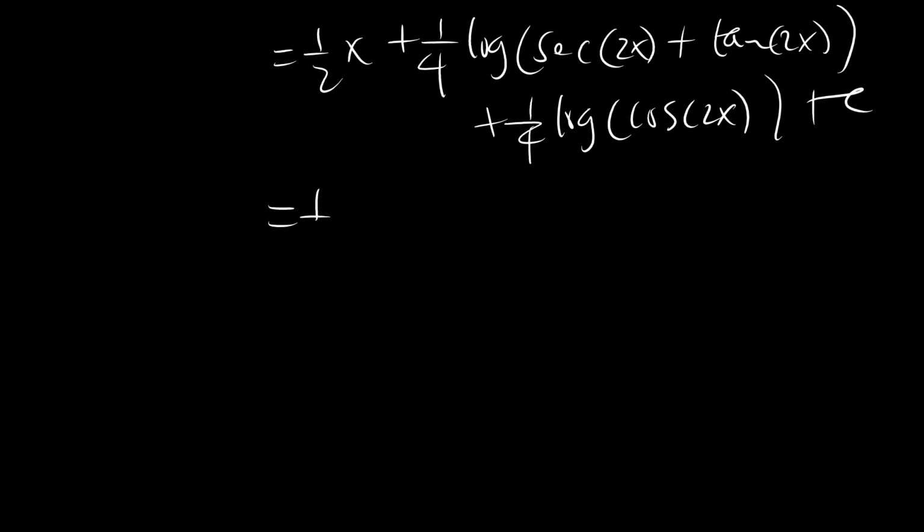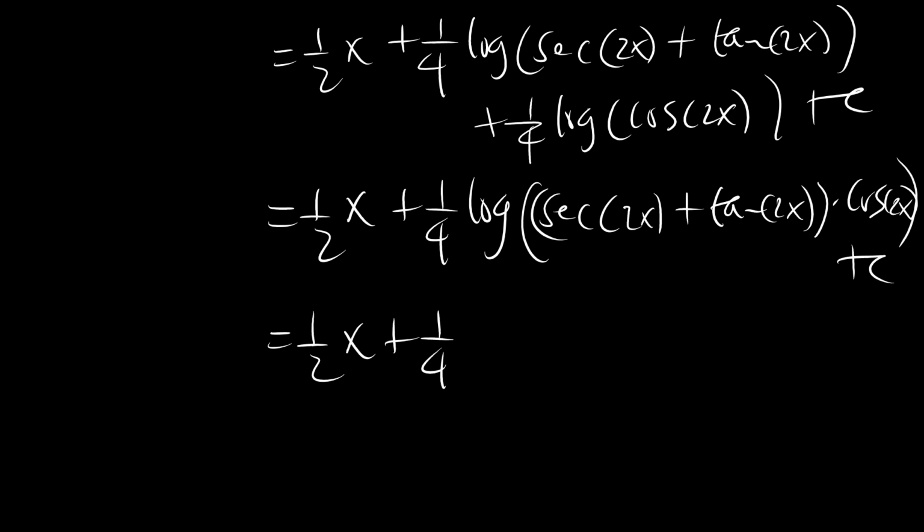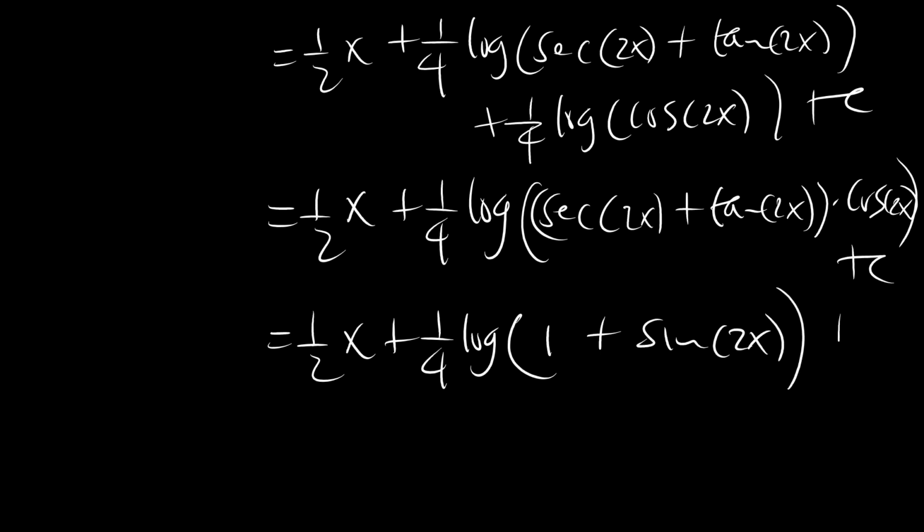Using the rules of logs, we have a quarter log, and now we have secant of 2x plus tangent of 2x in bracket times cosine of 2x plus c, which is a quarter of x plus a quarter log of, secant of 2x is the same as 1 over cosine of 2x, times the cosine of 2x, we get 1 plus tangent of 2x times cosine of 2x, we have sine of 2x plus c. And that is what was expected.